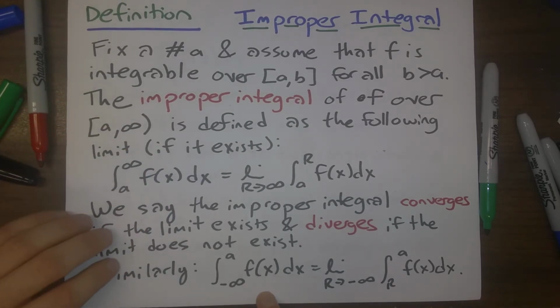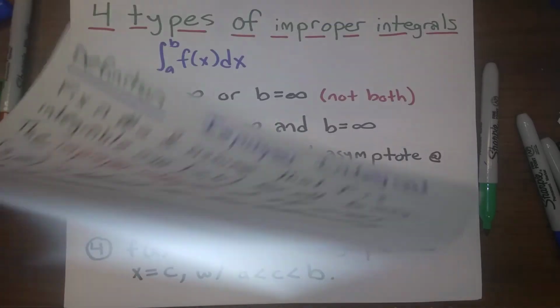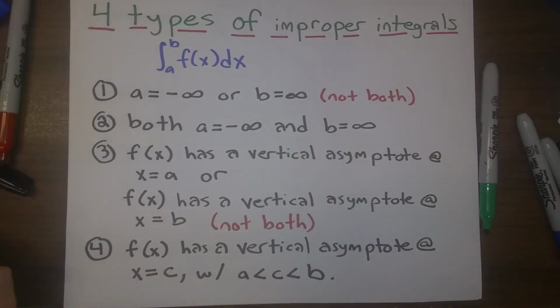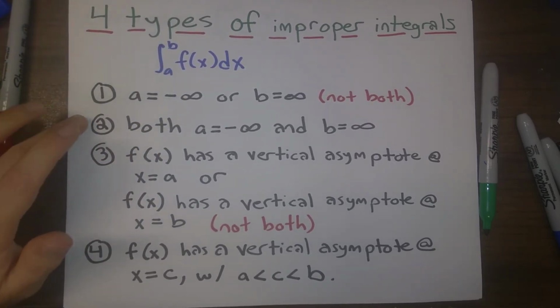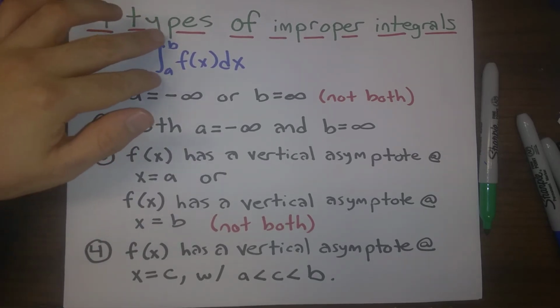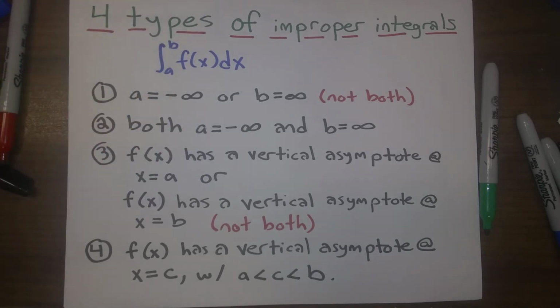Similarly, we can define the integral from negative infinity to a of f of x dx as a limit of the integral from r to a of f of x dx, as r goes to minus infinity. So this is an initial definition of the improper integral. It basically only covers the first case that we'll look at in this section. So we'll look at 4 types of improper integrals in this section. First is when one of these limits is either plus or minus infinity, but not both. We'll also look at some examples where both of these are infinite, minus infinity to infinity. Then we'll also have to look at the vertical asymptote case.